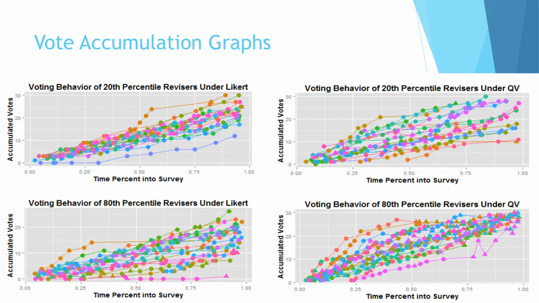And these Likert people, I mean, how can you say that someone really cares that much when they've cast a total of 7 votes and had the potential of casting 30? It just doesn't make very much sense here. So something's qualitatively different in these graphs.